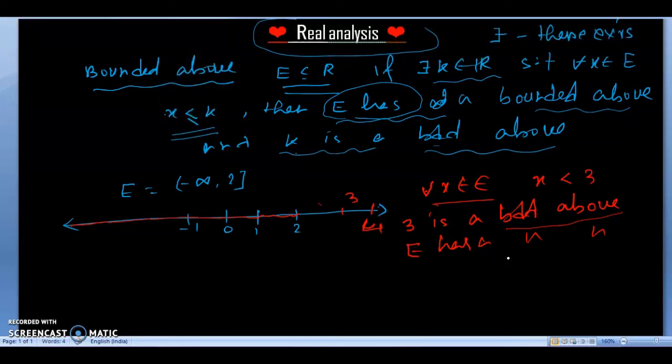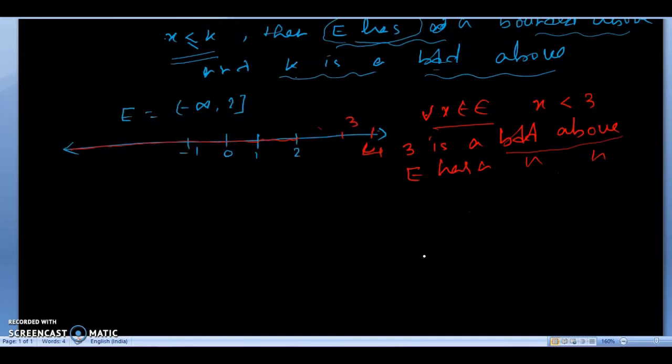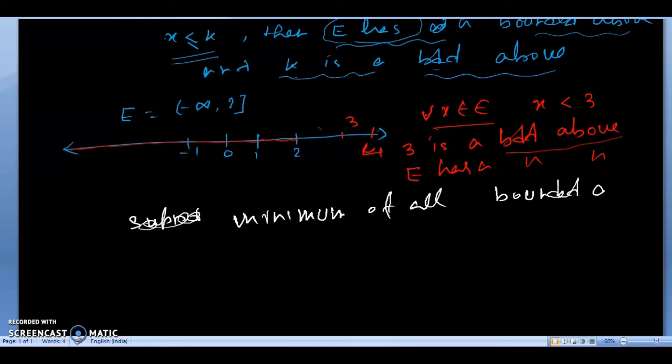Okay, now, since there are infinite number of bounds above, we have to consider a unique one. We have to find a unique one, which will be unique. So that's why we define the minimum of all bounds above.